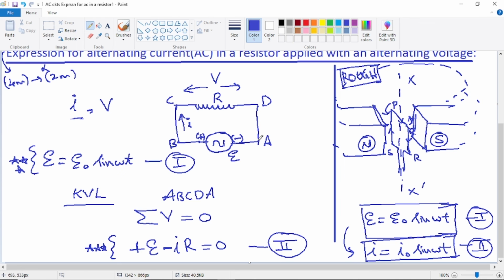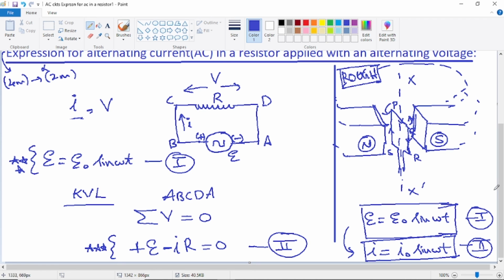Apply Kirchhoff's voltage law again for the same loop. In place of plus E we get minus E, and in place of minus IR we get plus IR. That is the same equation, because if we multiply this equation by minus 1, we get the second time interval equation. So this equation is applicable at any instant of time, whether the current is positive or negative, clockwise or anti-clockwise.